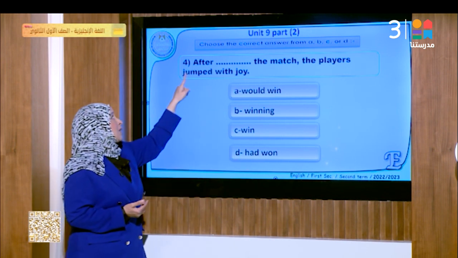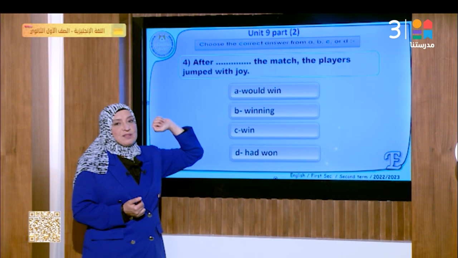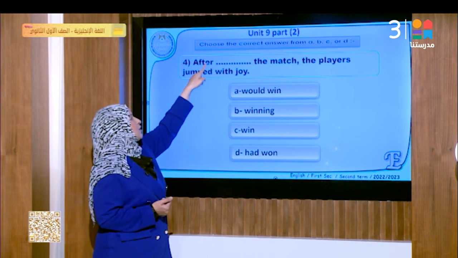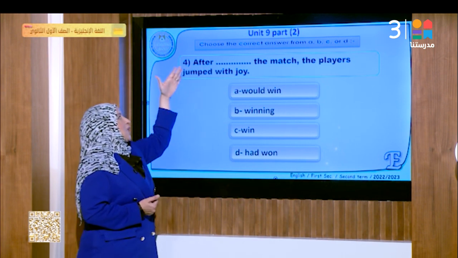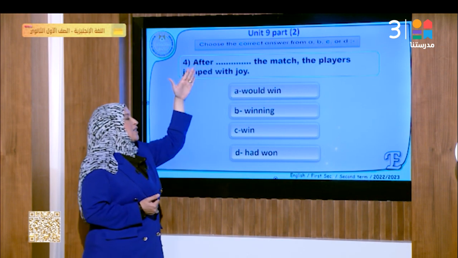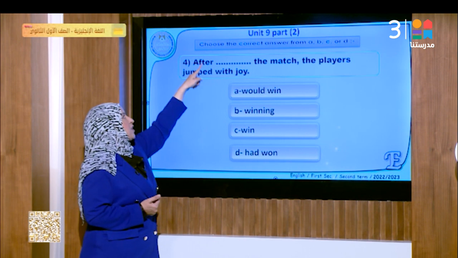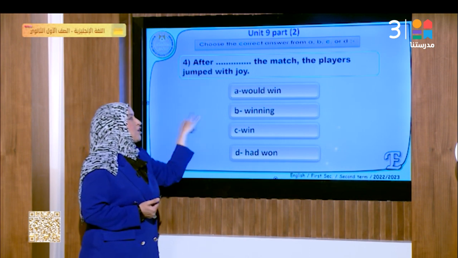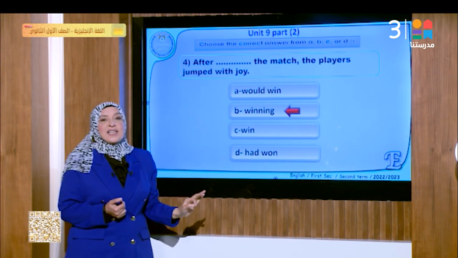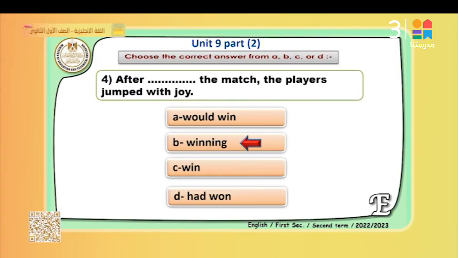Why? Because here we don't have a subject. If there is a subject, if we say after they, we will say after they had won. But here there is no subject. So when there is no subject, we use the gerund. We say after winning the match. What does it mean after winning? It means after they had won. So if there is a subject, we will use had won, but if there is no subject, we use the gerund.